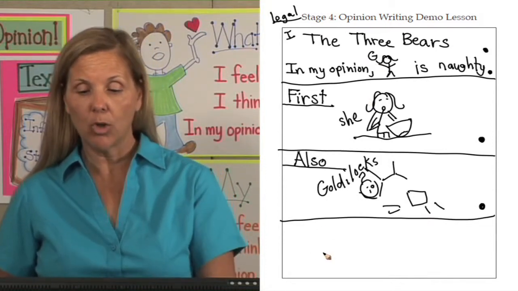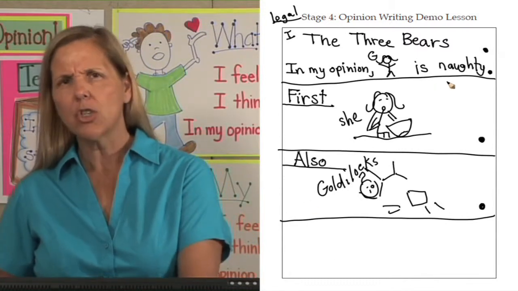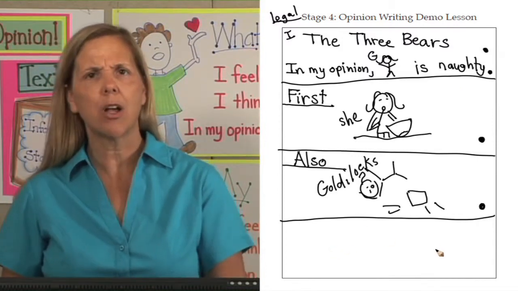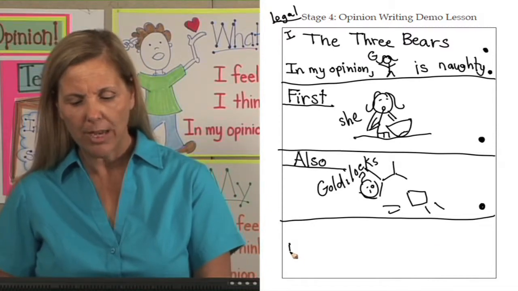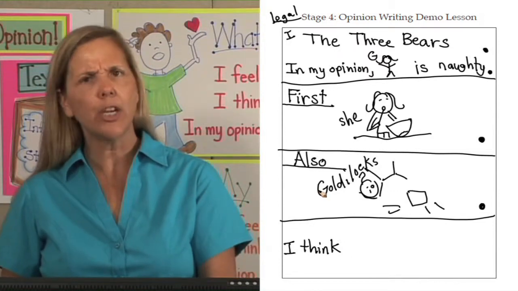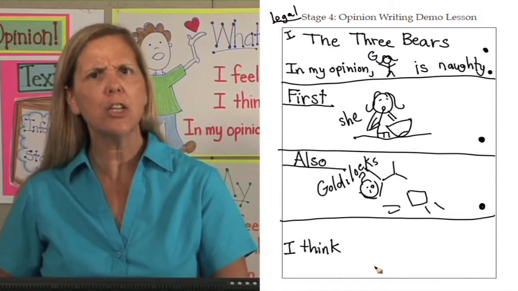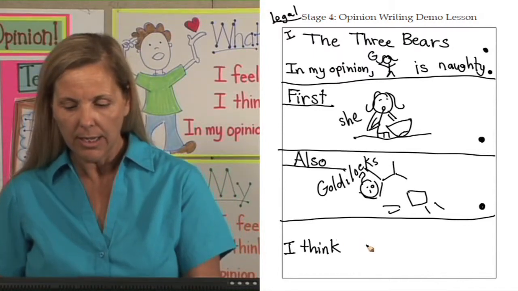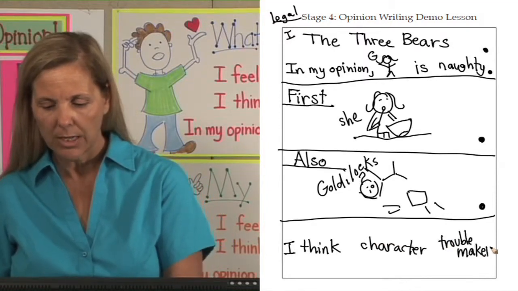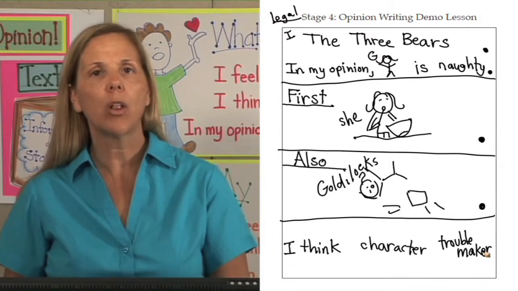Who or what is this about? Goldilocks. I already said Goldilocks is naughty. I already said naughty. So what's another way that I could say that Goldilocks is naughty? Instead of saying in my opinion, I could just say, I think. And instead of using Goldilocks, because I already used that in the previous sentence, I could say something like, I think this character is one big troublemaker. Excellent. Let's write the word character and let's write troublemaker. So we're only writing keywords. After we finish that up, we'll go back and we'll add all our punctuation.